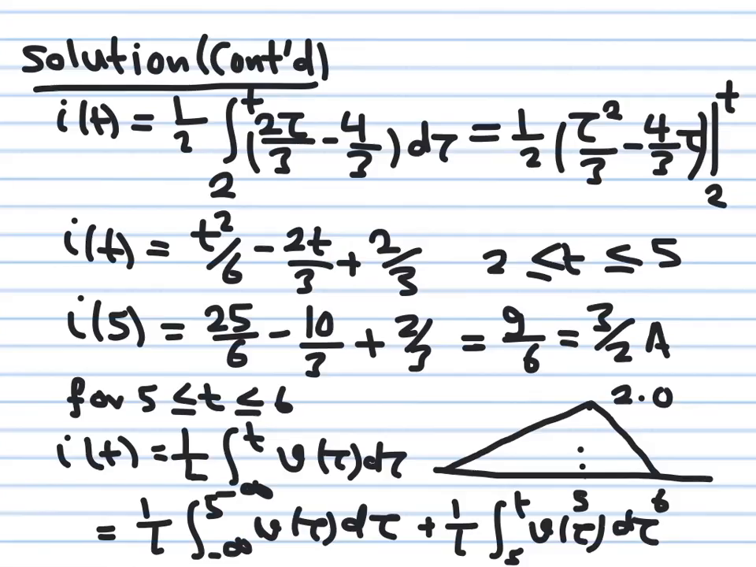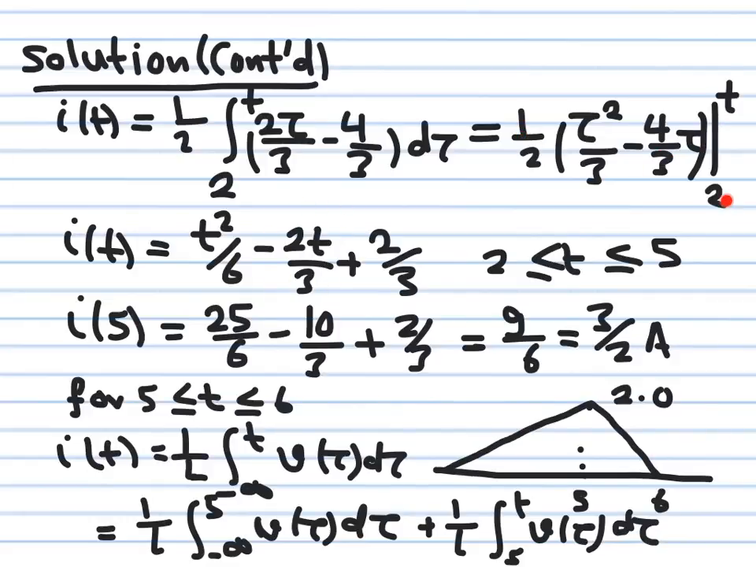Okay, so I did my integration here. I multiplied by 2 over 3. Actually, I already got 2 over 3 first, and then I integrated. The integral of 2 tau will give me tau squared. The integral of 4 over 3 will give me 4 over 3 tau. For the upper limit, this will give you t squared over 6 here, multiplied by 1/2. And this one will give me minus 4 over 3 t multiplying 1/2, so minus 2 t over 3.